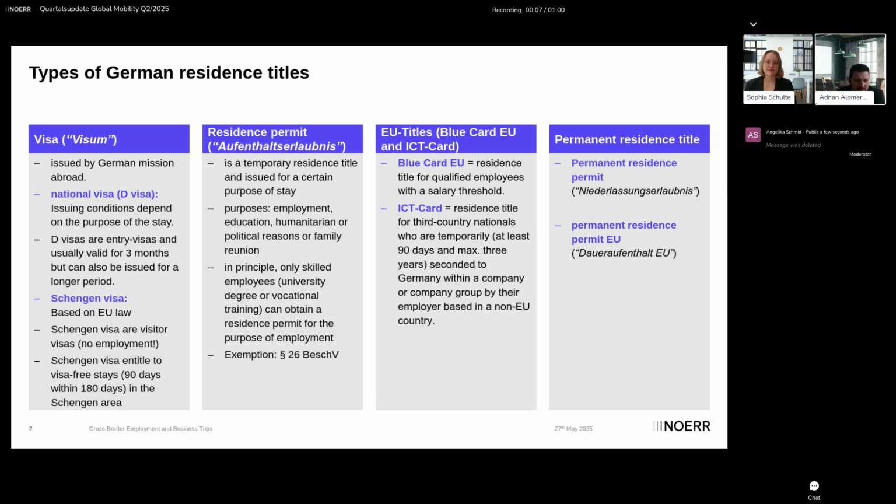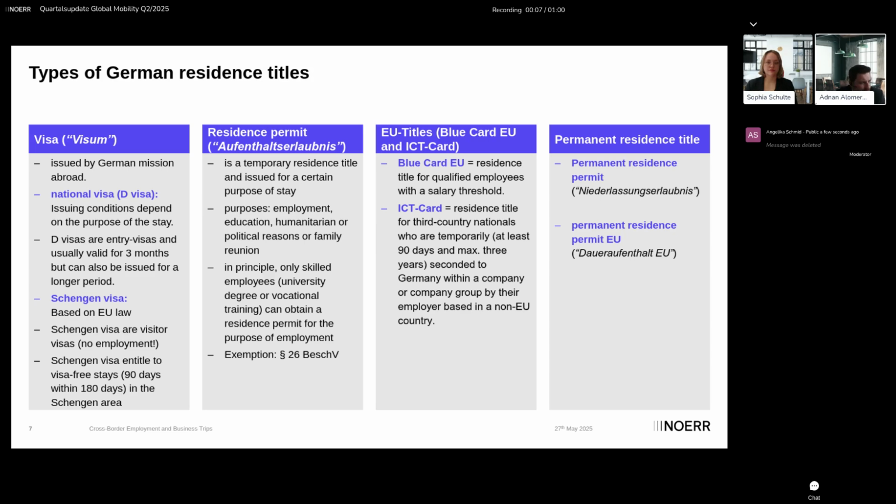At first, the D visa. D visas are issued under conditions, and it depends on the purpose of the stay. D visas are in general entry visas, and they're usually valid for 3 months, but can also be issued for a longer period. For example, if we have unemployment which is only agreed for 6 months, it is possible to obtain a D visa for 6 months. But in general, if we just apply for a D visa, the usual validity is 3 months.